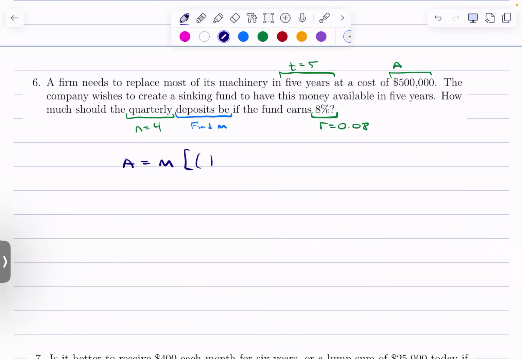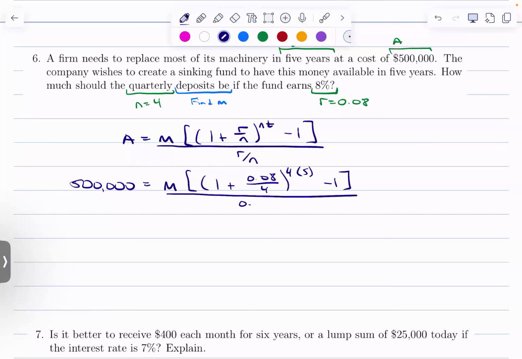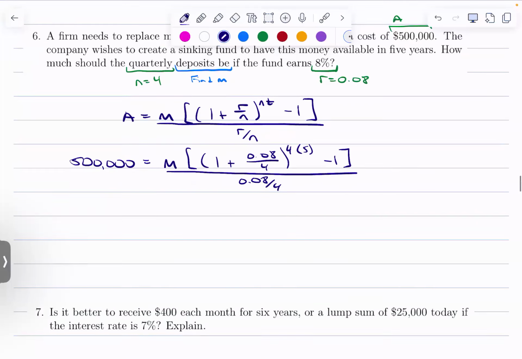A is M times 1 plus R over N to the N times T minus 1 divided by R over N. Oops, I want A. I'm going to force A to be 500,000. And the M is what I'm solving for. R is 0.08 divided by 4, to the power of 4 times 5, then minus 1, divided by 0.08 divided by 4.